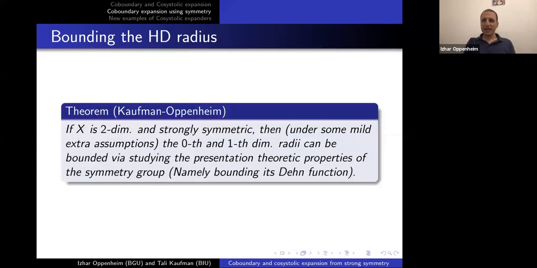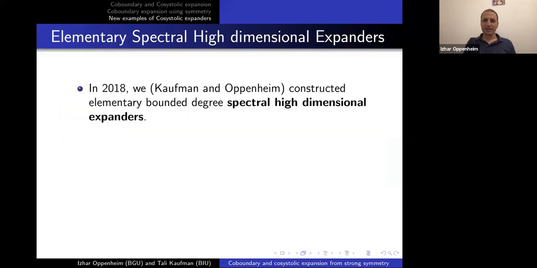But another thing we found out, the second revelation of this project, was that if we have a two-dimensional strongly symmetric complex, then it has a symmetry group acting on it, and we can bound this high-dimensional radius by studying presentation-theoretic properties of the symmetry group, namely, for the experts, by bounding the Dehn function. Now we have a technical tool of studying the group and not the simplicial complex.